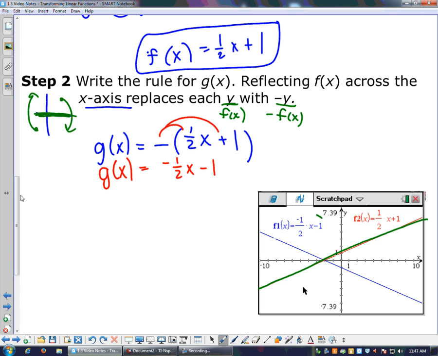So let's just rewrite this. This one is really f of x. And we'll use black. This is really g of x. That's just when I put them on the graph for us to see. Okay, so you can see that they are a reflection in this case over that x-axis.